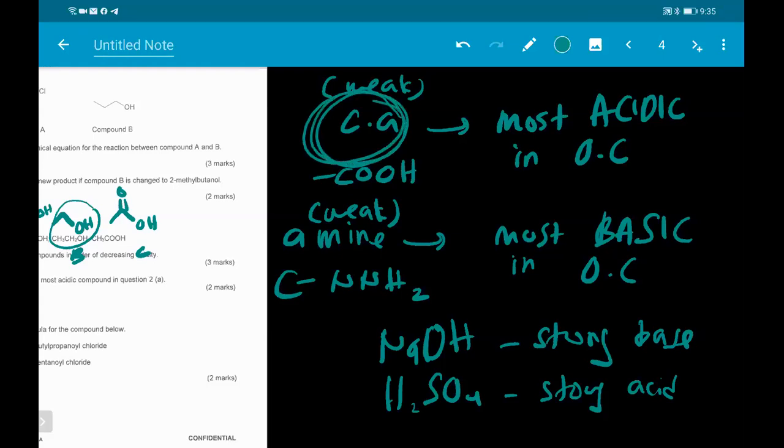Sekuat-kuat asid carboxylic acid adalah selemah-lemah. Astaghfirullahaladzim. Just nak bagi tahu, sekuat-kuat carboxylic acid ni actually is the weakest acid. Walaupun nama dia ada acid, tapi dia selemah-lemah ni kan.